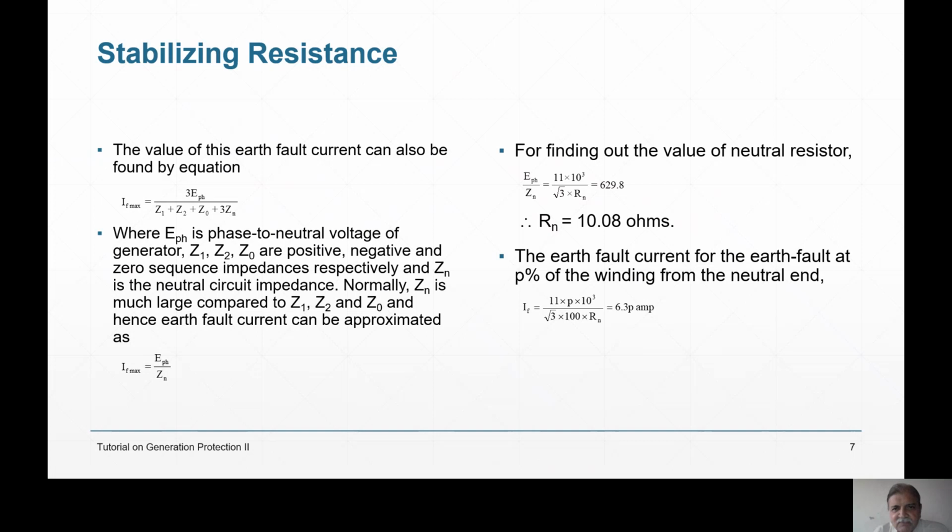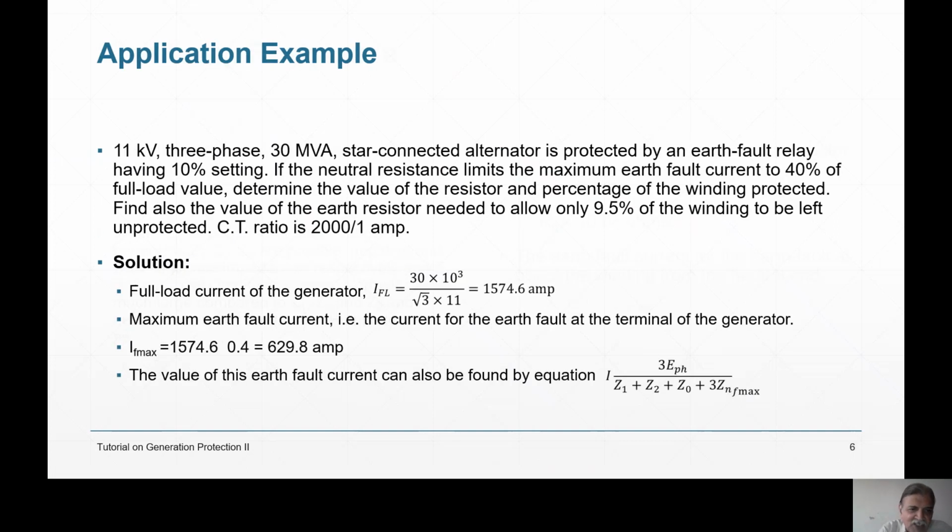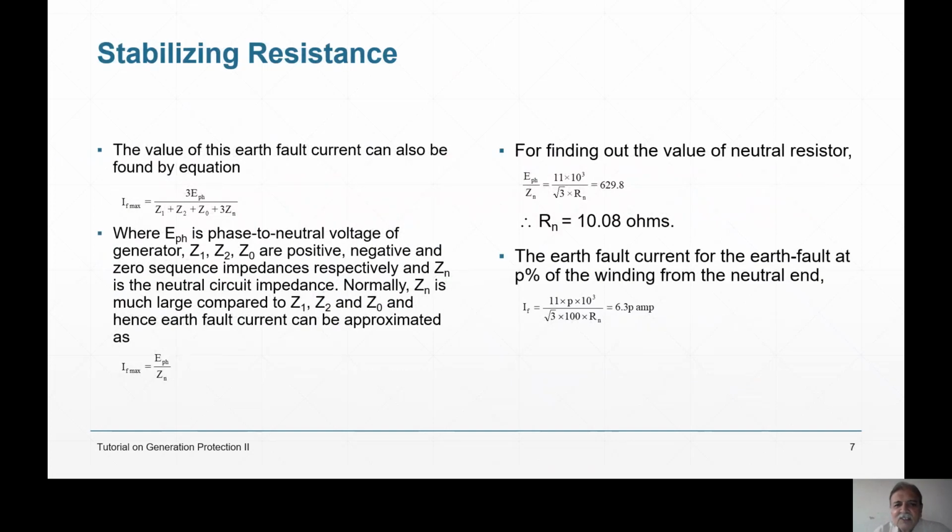And that is what we have calculated. 629.8, that is 40%. That is what we have already calculated, right? Rn: 629.8 we know, because 629.8 we want to allow. So for that, what should be the value of Rn? 629.8 we have already calculated. So from this equation, Rn should be 10.08 ohms.